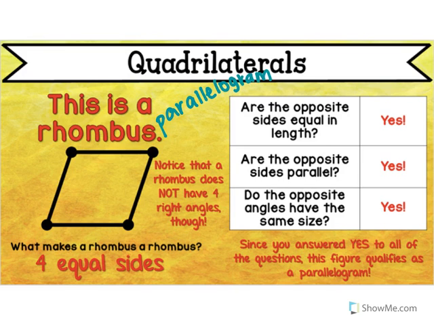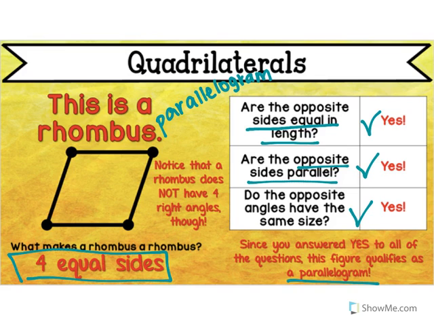But not all parallelograms are rhombuses. Just a rhombus can be considered that. So for it to be a rhombus, it needs to have opposite sides equal length. Yes, and all the sides are actually the same length. Are the opposite sides parallel? Yes, they were. Do the opposite angles have the same size? Yes, they do. Then this figure is a parallelogram, and the rhombus has all 4 sides equal length, but you can see that right here. It says it right there. But they don't have right angles. There's no right angles in it.